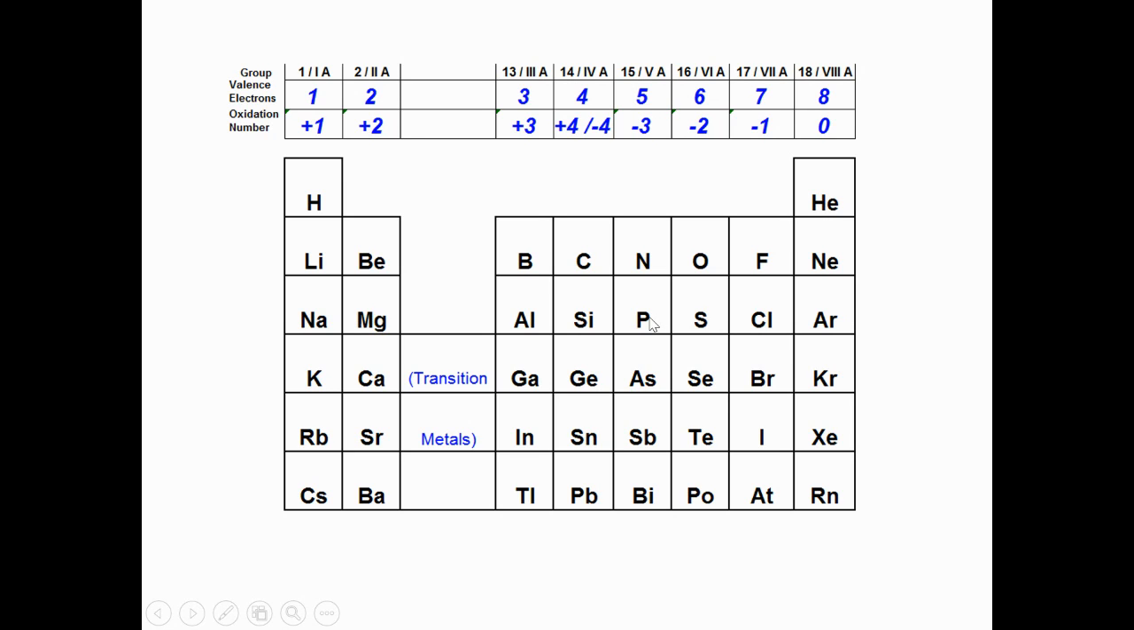So phosphorus will gain 3, so its electrons will be like argon. Sulfur will gain 2, electrons like argon. Chlorine will gain 1, electrons like argon. And because the noble gases already have that perfect 8 octet, they don't want to react with anything.